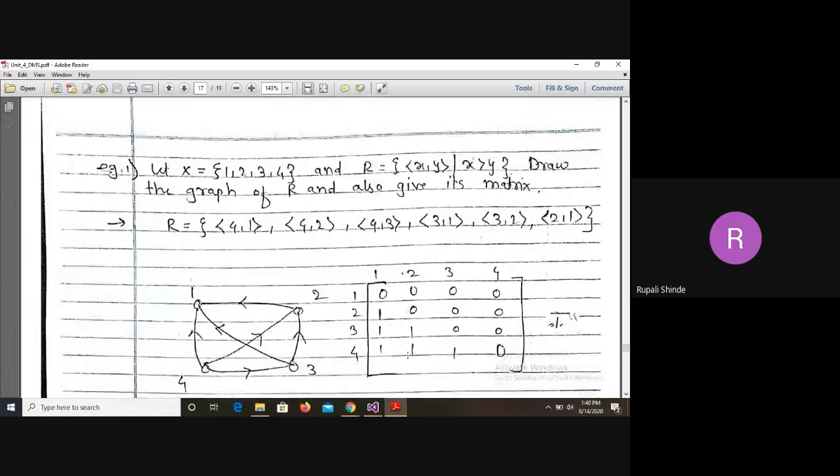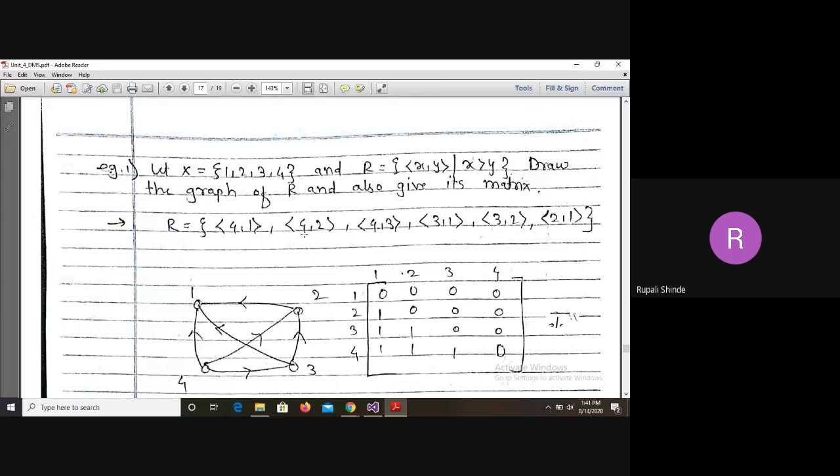So first of all, we will find the matrix. This matrix will be 4 by 4, with 1, 2, 3, 4 as the rows and again 1, 2, 3, 4 as the columns. Now consider the first ordered pair, (4, 1). So we have to check the fourth row and first column, and mark that entry as 1. What is the meaning of 1 here? It represents that the ordered pair (4, 1) is present in relation R.